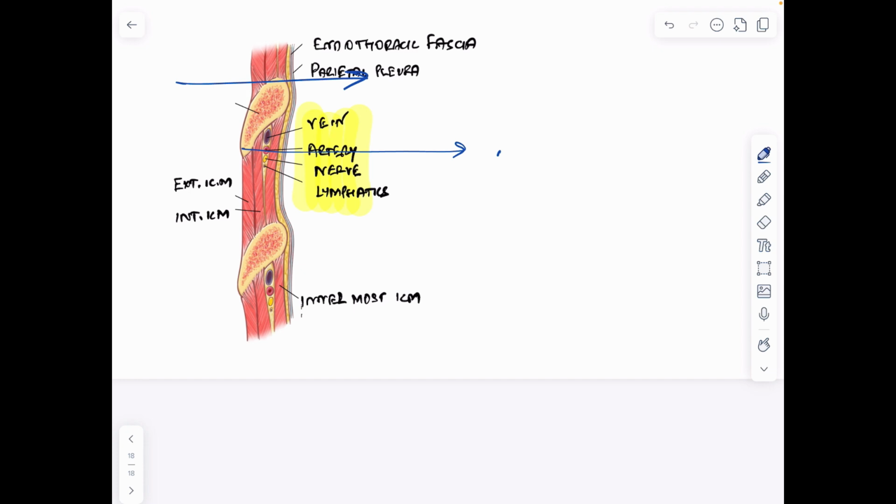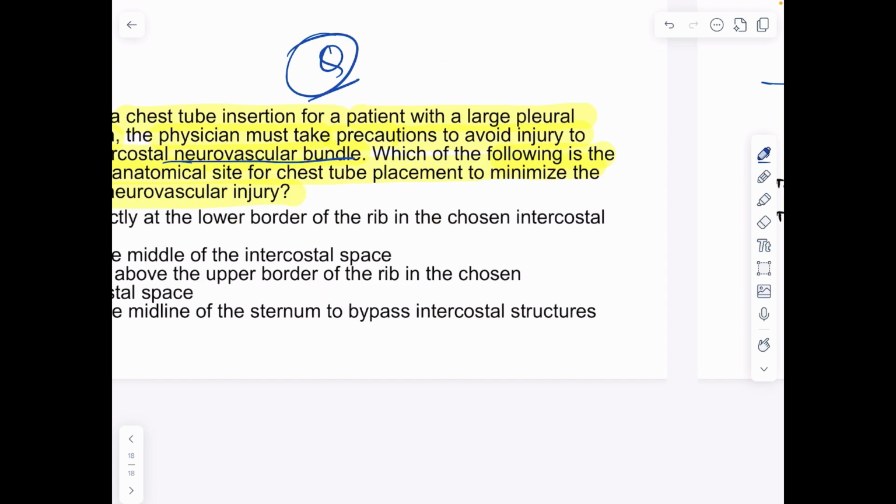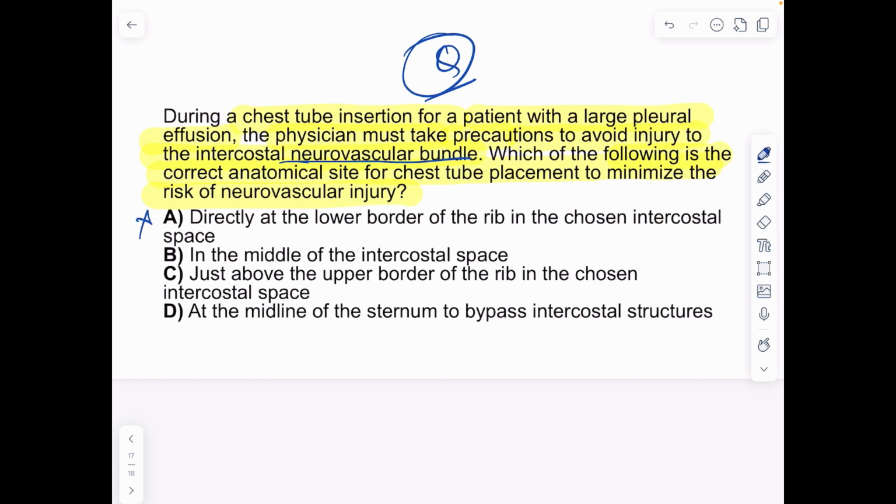Now placing the tube at the lower border increases the risk of puncturing the vessels and the nerve, potentially causing hemorrhage or nerve damage, and that is the reason why option A is ruled out. And B, in the middle of the intercostal space, increases the risk of trauma to smaller collateral branches, which could be there in between. So it is also ruled out. Then finally, at the midline of the sternum, they are incorrect as they do not provide access to the pleural space. So this is just for filling the options.